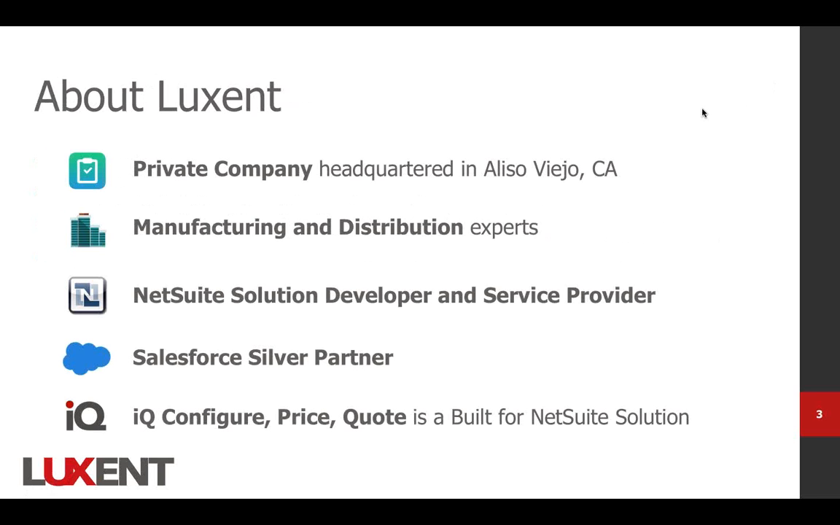So first and foremost, a little bit about Luxan. We're about a 50-employee company headquartered in sunny Southern California, Aliso Viejo to be exact, although we do have a handful of offices around the country in North America. We focus specifically on the manufacturing and the distribution vertical. Although we do a lot of work within general business, those are the 2 verticals that we focus on most. So if you are configure to order, a custom manufacturer, make to stock, make to order, engineer to order, and of course general distribution, those are the verticals that we focus on specifically.